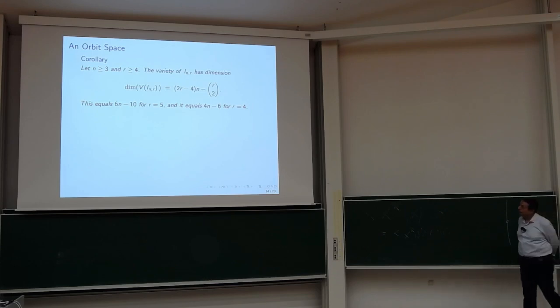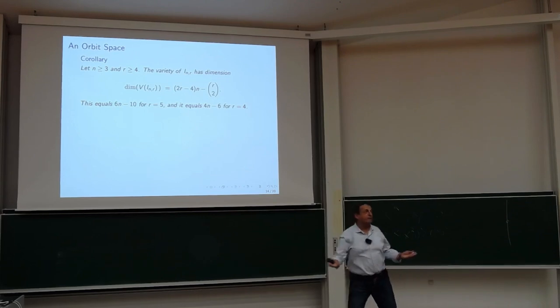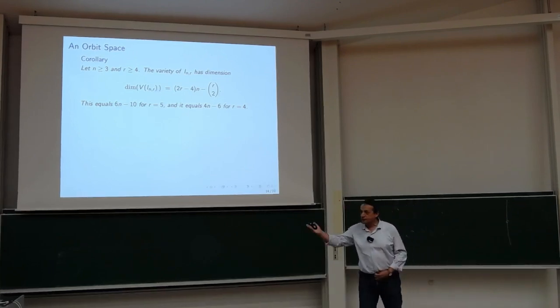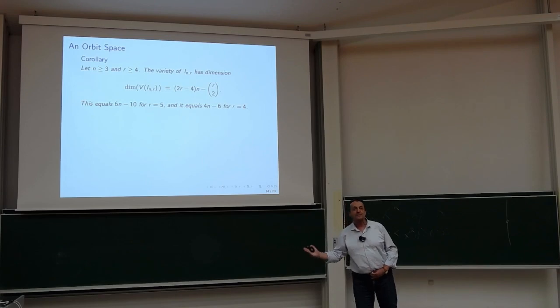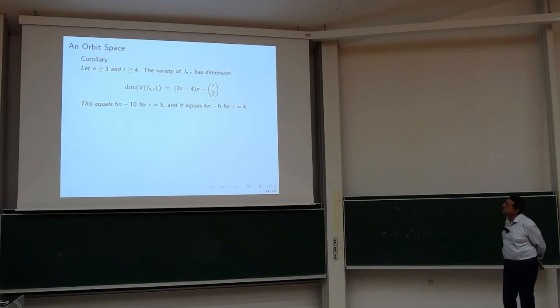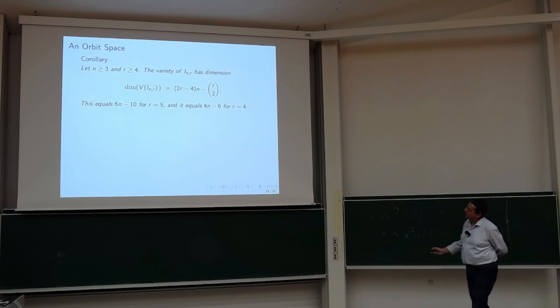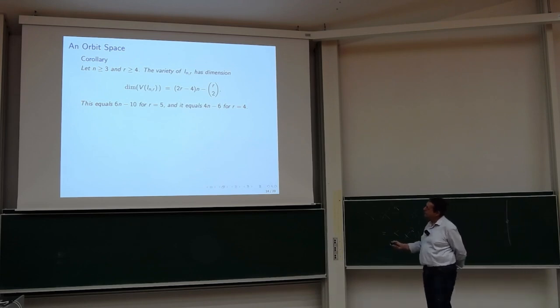But before we get there, the first question you should always ask, when a variety walks in the door, is: what is your dimension? How many degrees of freedom do you have? And this we could show. This variety in this new space has dimension 2r minus 4n, and again we have to subtract the dimension of the orthogonal group. So for example, if r is 5, which is the case of interest in cosmology, this is 6n minus 10, and for r equals 4, it's 4n minus 6.